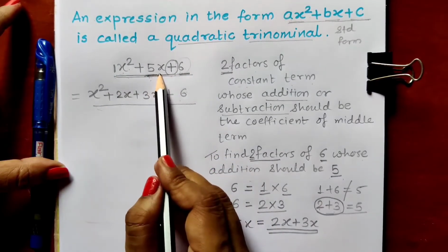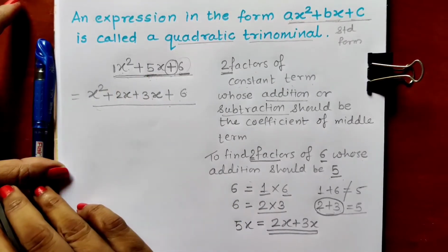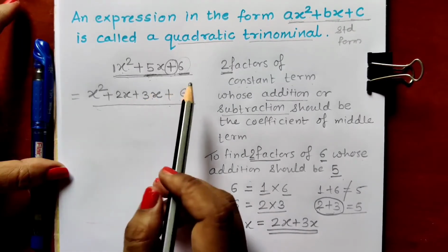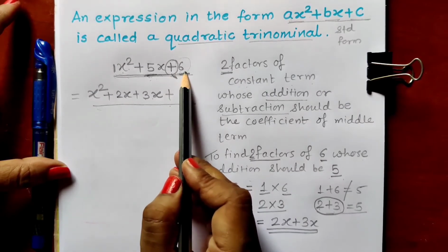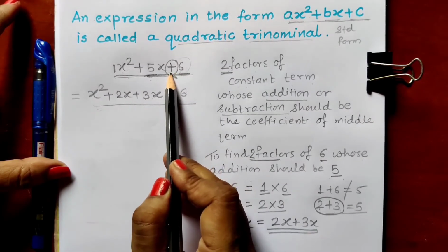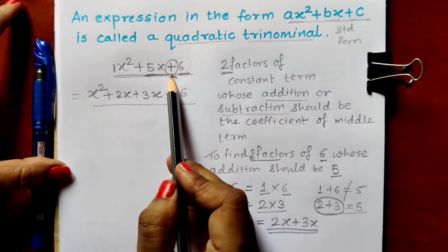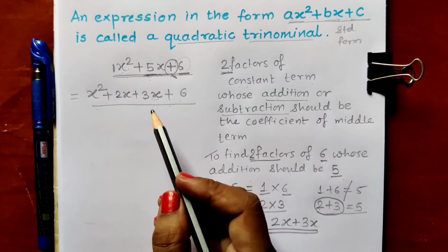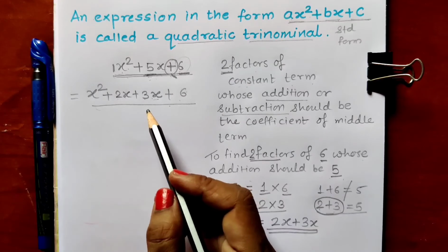We have to split the middle term, and in place of the middle term we will be writing 2 terms, which can be addition or subtraction. Addition or subtraction depends on the sign of the constant term. If the constant term sign is plus, we have to write addition. If the constant term sign is minus, we have to write subtraction. That we will see when we solve the sums from practice set 6.1.